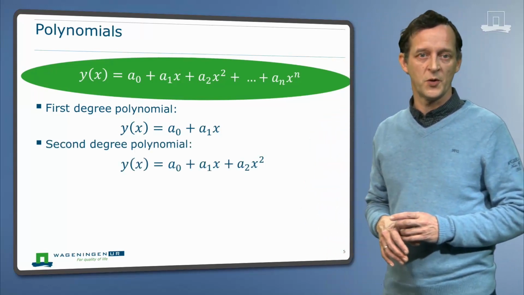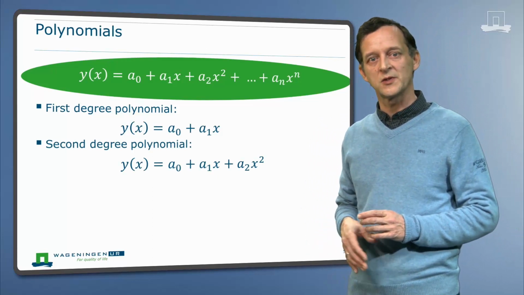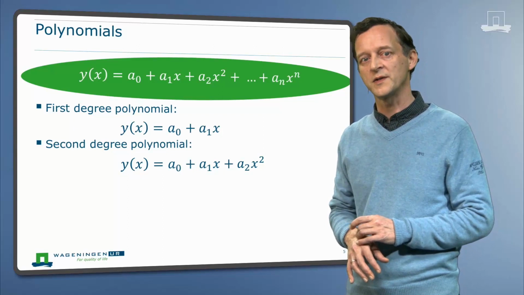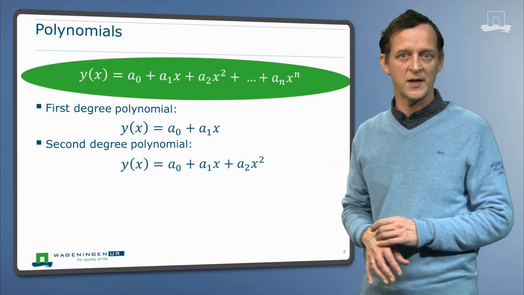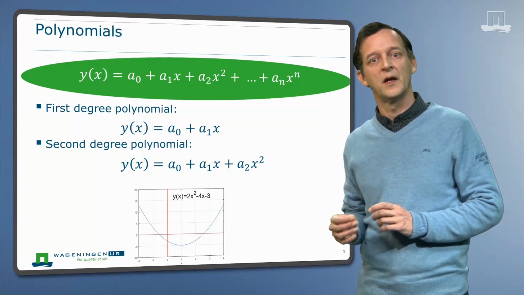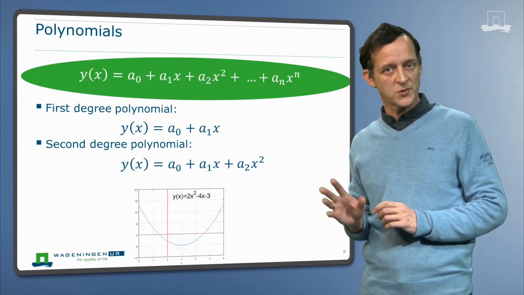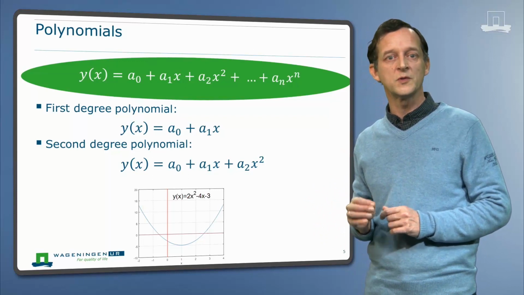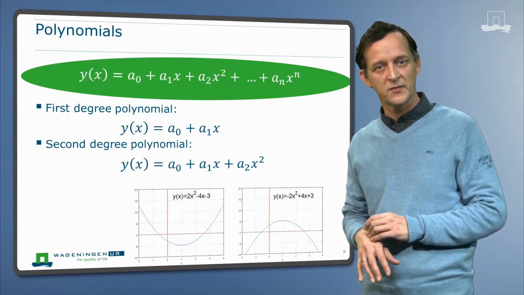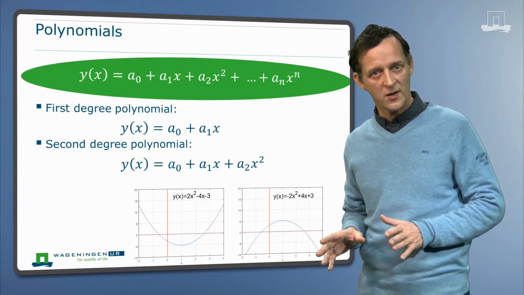A frequently used polynomial is the quadratic or second degree polynomial. y of x equals a0 plus a1 times x plus a2 times x squared. Its shape is a parabola. If the constant a2 is positive, then the parabola opens upwards, whereas if the constant a2 is negative, the parabola opens downwards.